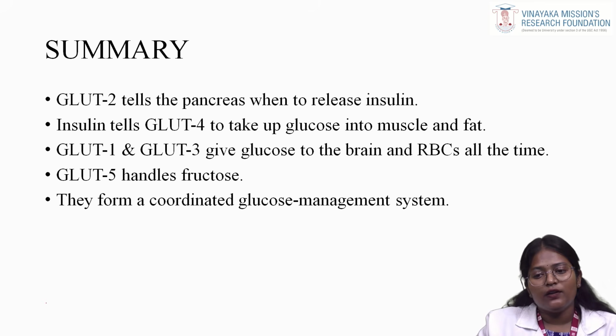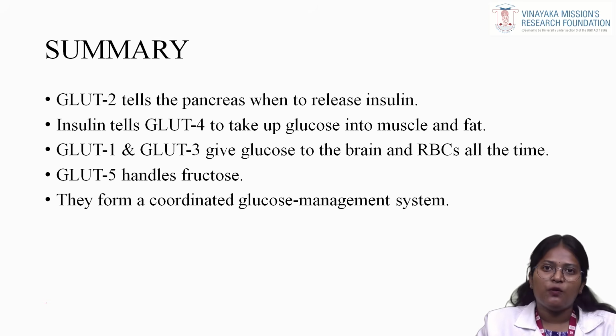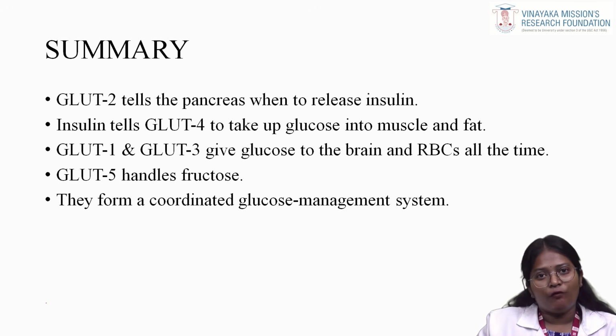GLUT2 tells the pancreas to release insulin. Insulin tells GLUT4 to take up the glucose into the muscle and fat. GLUT1 and GLUT3 give glucose to the brain and RBCs all the time. GLUT5 handles fructose. They form a coordinated glucose management system. So all these glucose transporters are essential and they need to work on a connected basis. If any transporter fails, then the effective management of glucose will be affected.